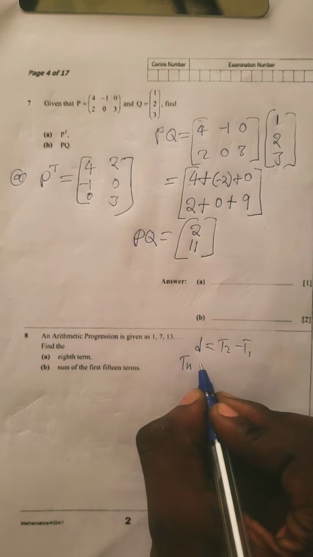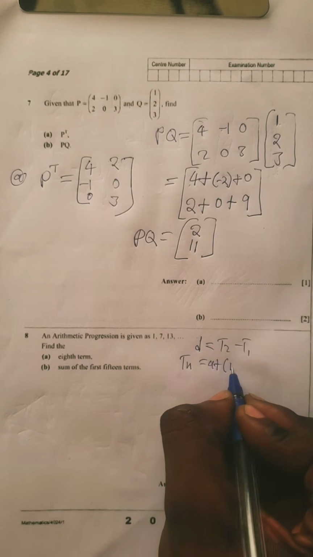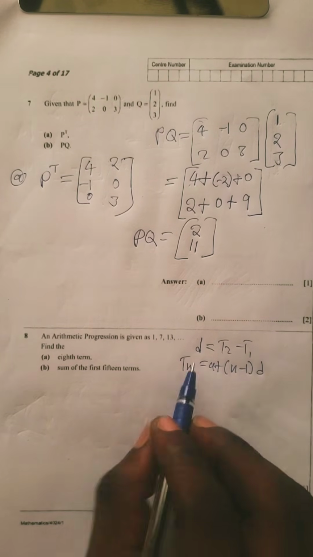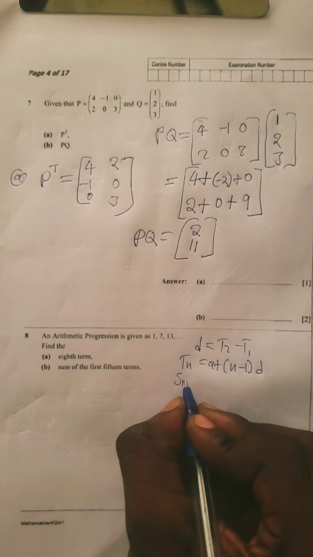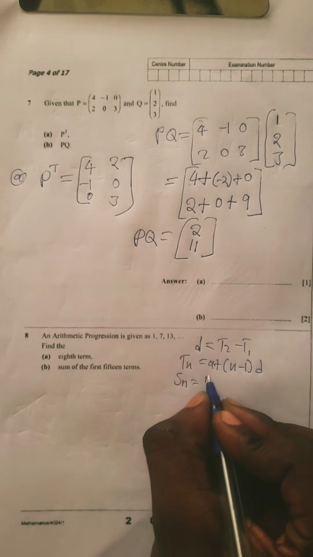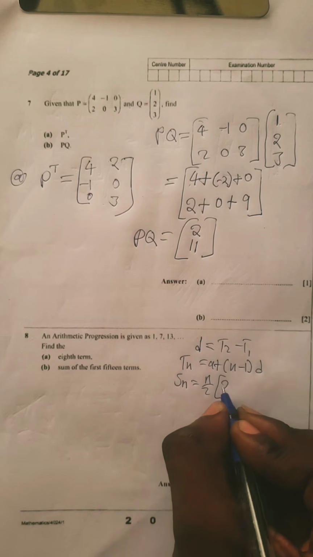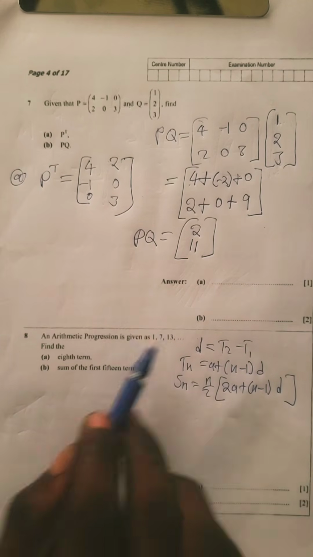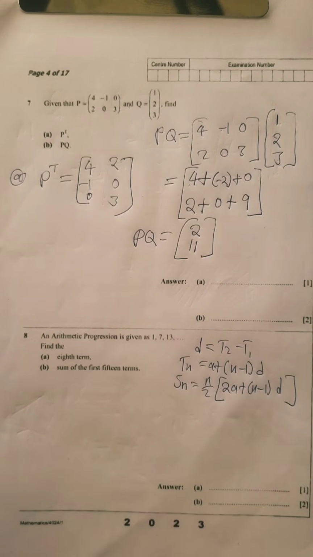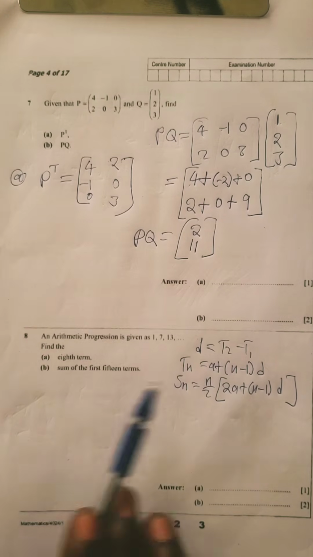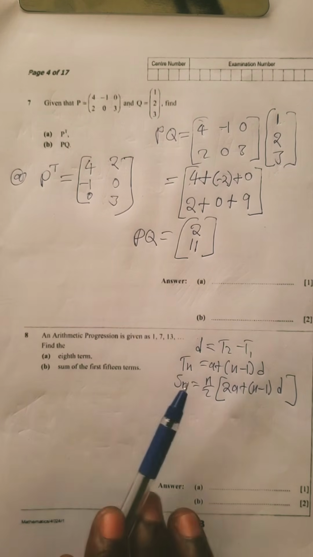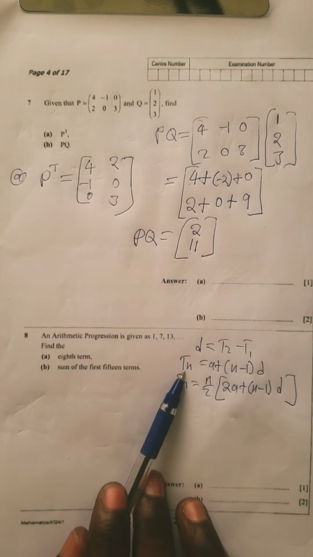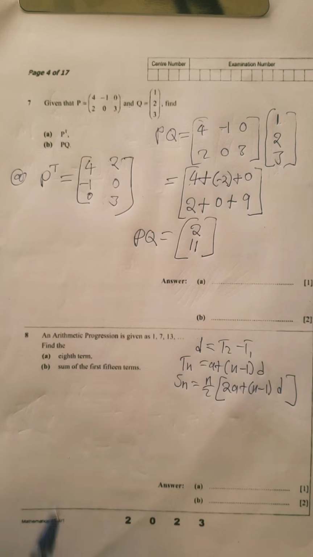The formula to calculate the number of terms is a plus, open brackets, n minus 1, d. This is fixed. And the sum, Sn, is equal to n over 2, 2a plus n minus 1, d. These are mainly the ones we used. So in this case, what are we going to say? They want the 80th term. So we are going with the formula for the number of terms, where n is 80 in this case.